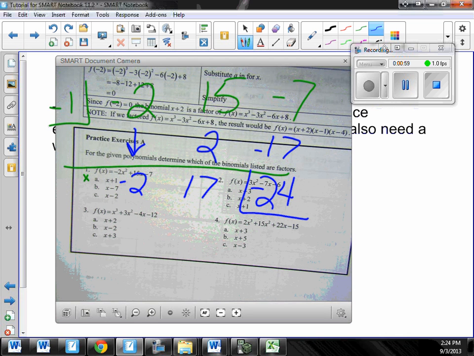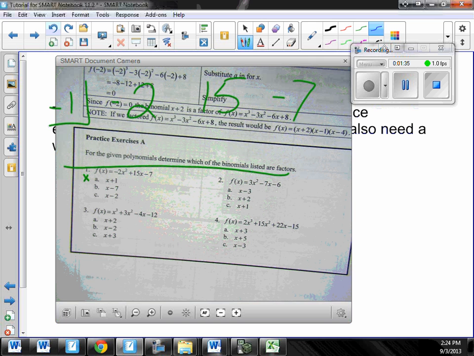Is x plus 1 a factor? No. How do I tell? The remainder is not 0. In order for a binomial to be a factor, the remainder in synthetic division has to be a 0. Isn't -1 times 17 is -17? Okay. So let me back up and try a different factor.